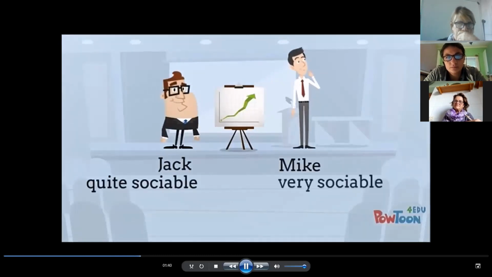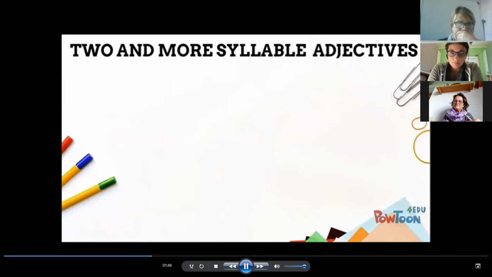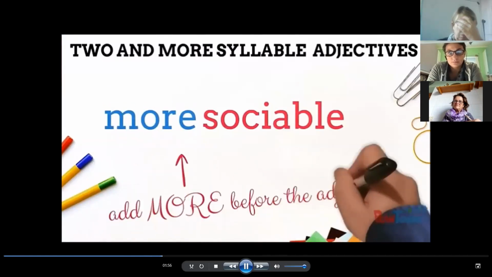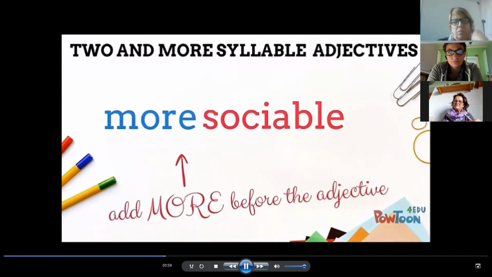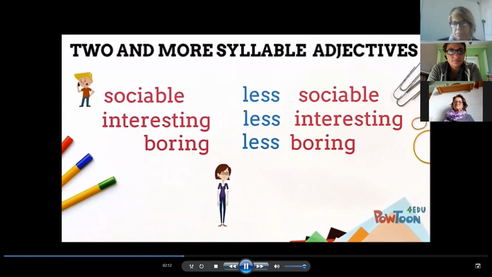Jack is quite sociable. Mike is very sociable. So Mike is more sociable than Jack. If it's an adjective with two or more syllables, we need to add the word more before the adjective. Sociable, more sociable. Repeat after me. More sociable. More interesting. More boring. The opposite of the word more is less. Less sociable. Less interesting. Less boring.